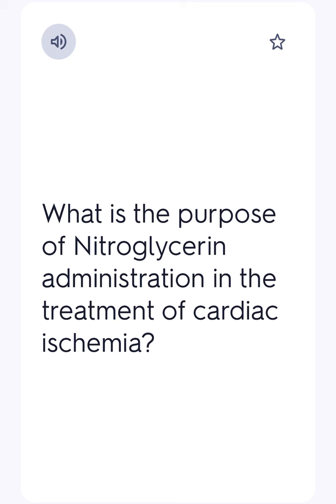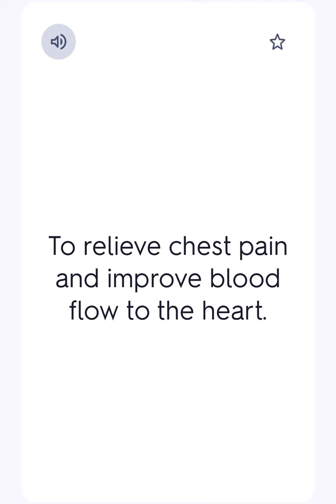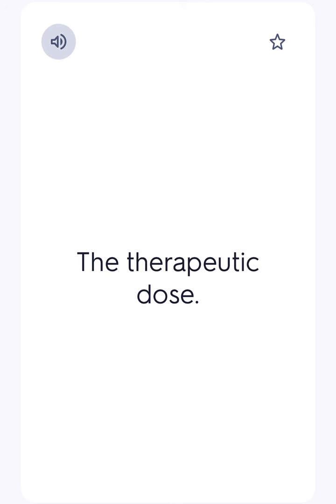What is the purpose of nitroglycerin administration in the treatment of cardiac ischemia? To relieve chest pain and improve blood flow to the heart. What is the maximum dose of nitroglycerin that can be administered by paramedics? The therapeutic dose.